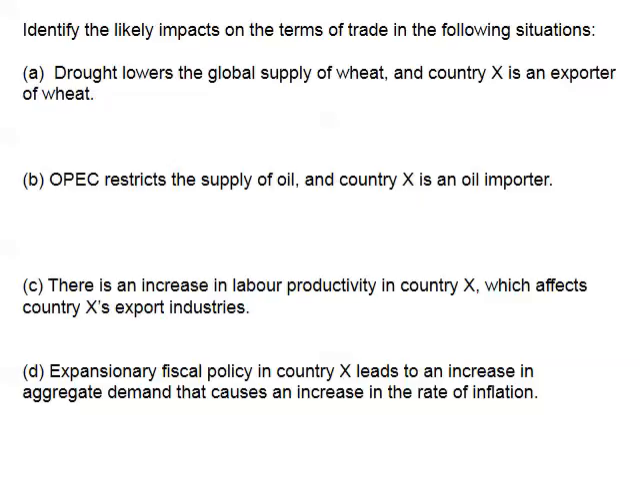So let's look at just the impacts on the terms of trade of the following situations. So if we have a drought lowering the global supply of wheat and the country is an exporter of wheat, well, if supply has decreased, we know the price of wheat has gone up, and so terms of trade have improved.